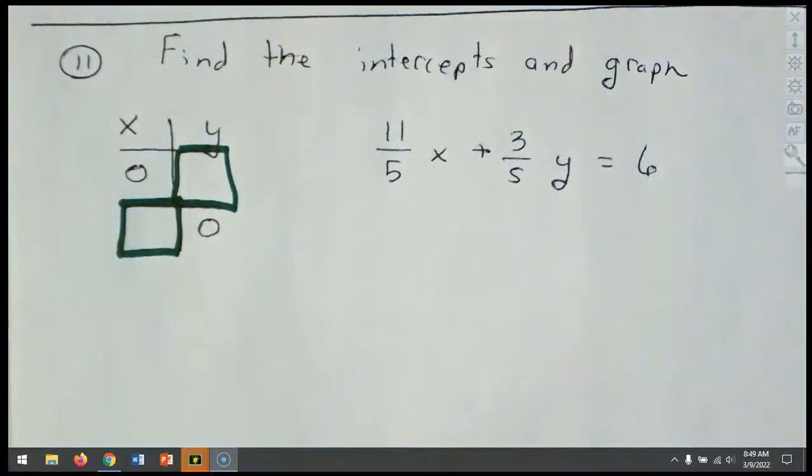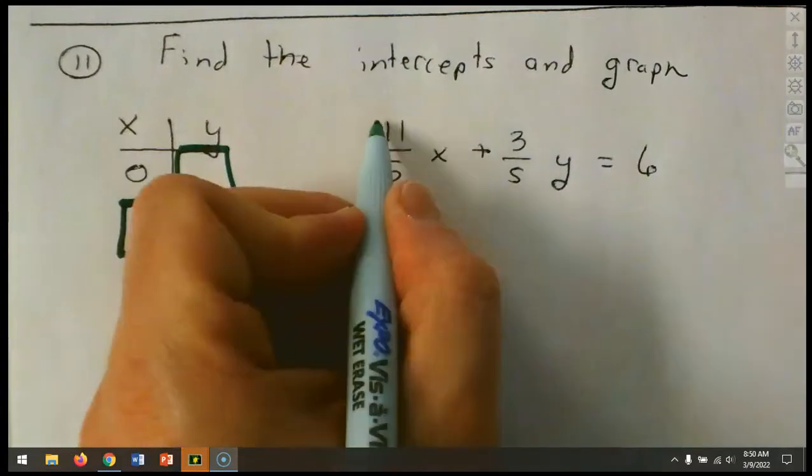Okay, so what we can do is we can work with it the way it is. Or we can make our life a little bit easier. And we can clear the fractions. And I think we'll do that just so it's easier to work with. Now I can multiply this entire equation by 5.